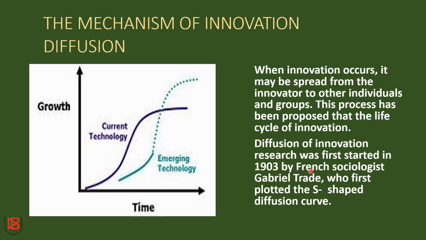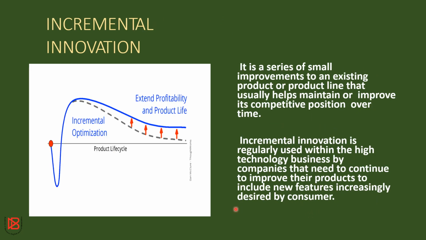Look at what I have said about the telephone, from when it was a two-hand device to a single-hand device. From a landline it became a wireless phone, then it became a mobile, the mobile with keypads, and right now most of your mobiles are smart mobiles without a keypad. How does it go around? This process has been proposed as the life cycle of innovation. Remember, diffusion of innovation research was first started in 1903 by the French sociologist Gabriel Tarde, who first plotted the S curve, as I've been saying, in the diffusion curves altogether.